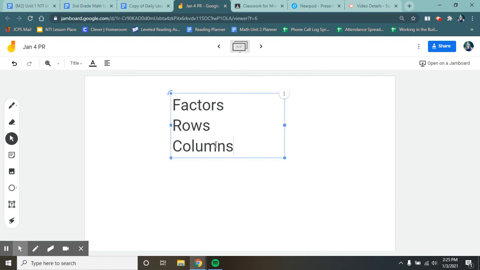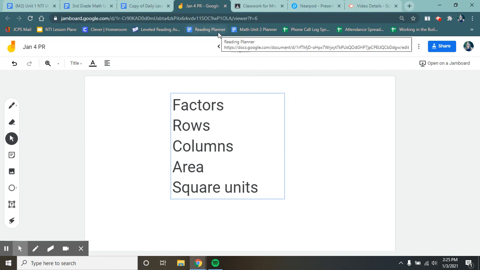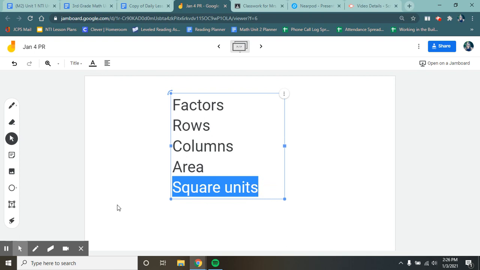Another word that I want to see in your writing is the word area and square units. So just like we were practicing today, I want you guys to find the area, and you can even start the sentence by saying something like, the area is, and then tell me what the answer you got was. And after you find the area, you're going to tell me that it was in square units, because that's the unit of measurement we're working on right now.